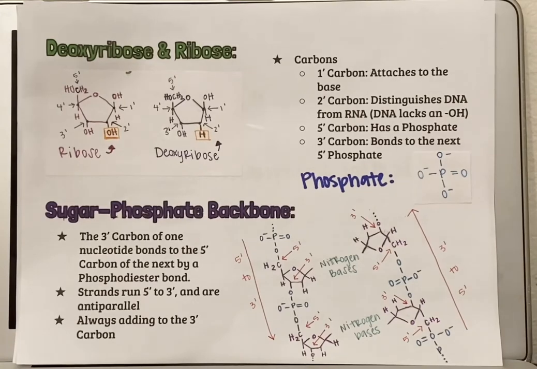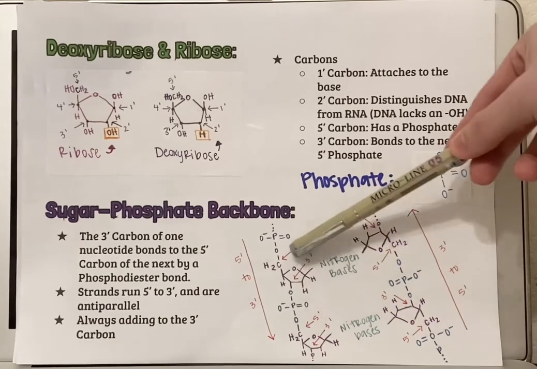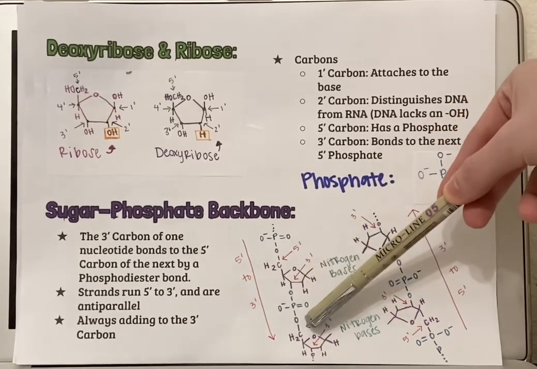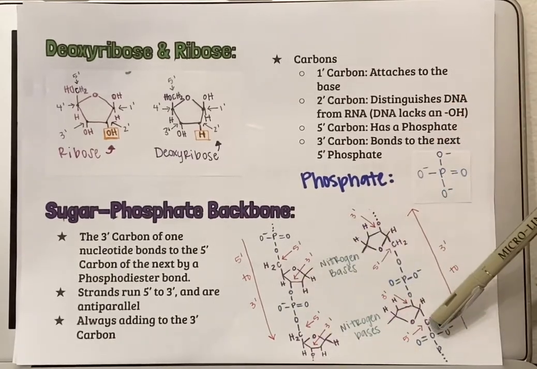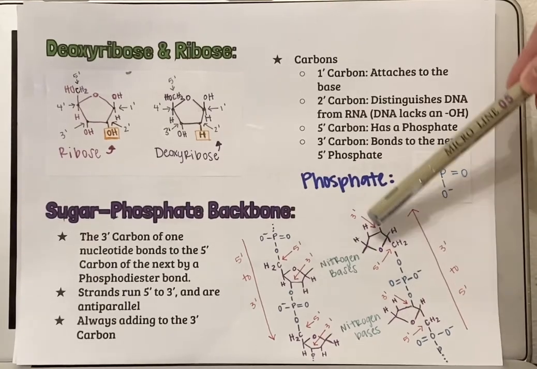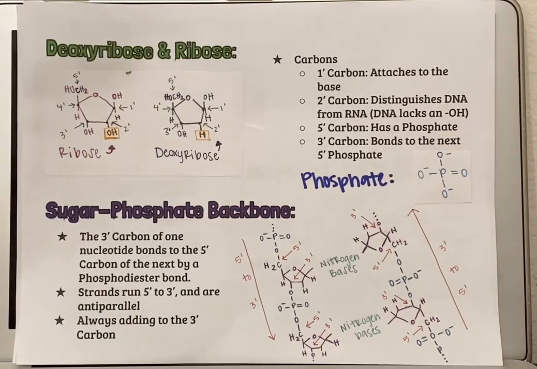In the sugar phosphate backbone, the 3' carbon of the first nucleotide bonds to the 5' carbon of the next by a phosphodiester bond. These strands run anti-parallel of each other, and they run from 5' to 3', as you can see. Here's a 5' carbon, here's a 3', 5', 3', and then in the opposite direction, 5', 3', 5', 3'. We're always adding to the 3' carbon.